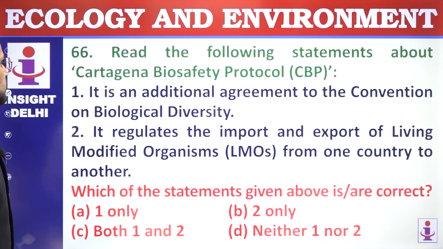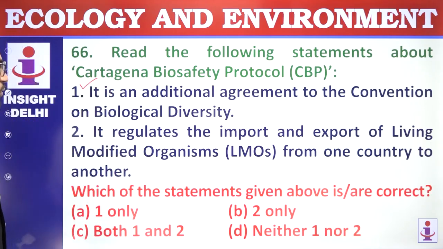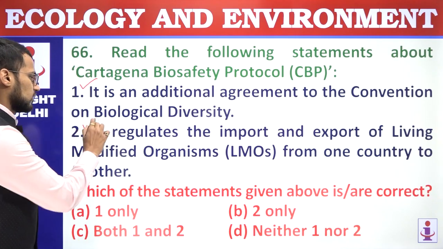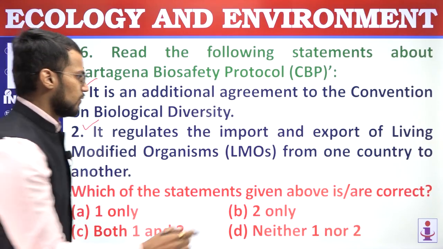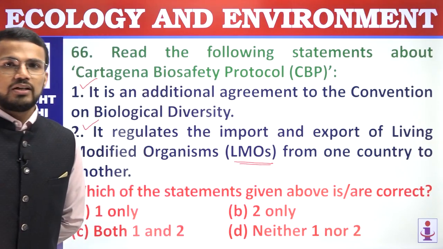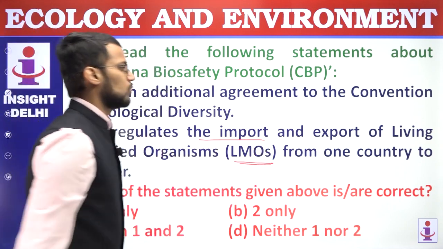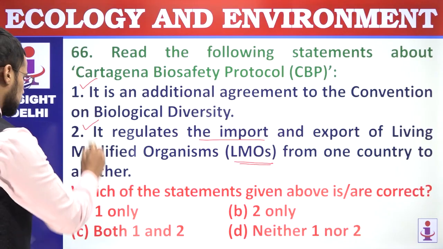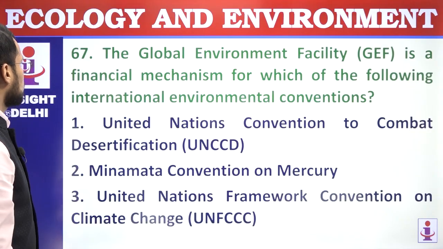Next, 66. Read the following statements about the Cartagena Biosafety Protocol. First, it is an additional agreement to the Convention on Biological Diversity. Correct statement. Second, it regulates the import and export of living modified organisms from one country to another country. That is the objective of the Cartagena Protocol. It tries to protect biodiversity from living modified organisms. And in order to do so, it controls import and export of these LMOs. So both these statements are correct. Answer is C, both 1 and 2. 66, answer is C.